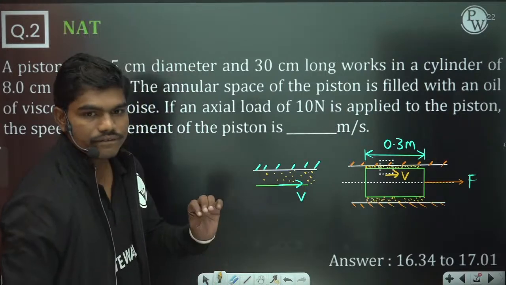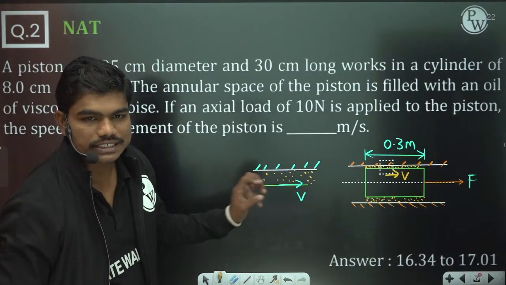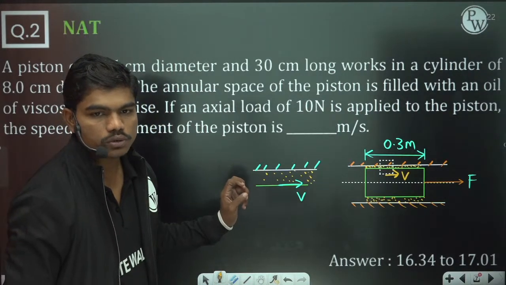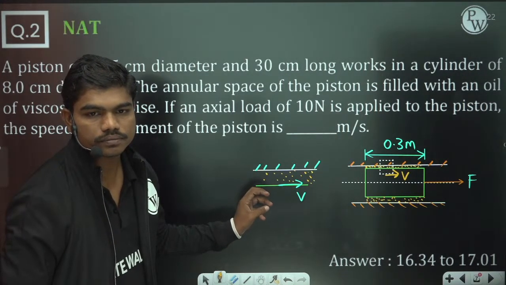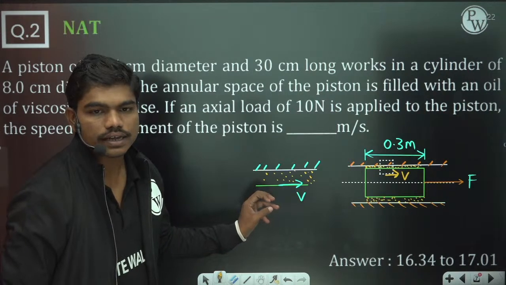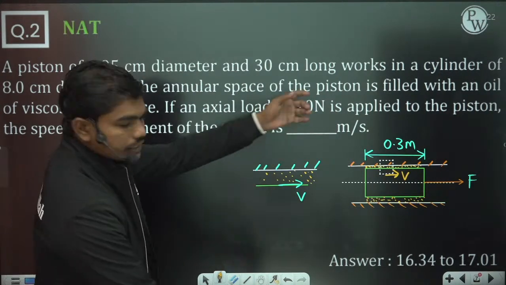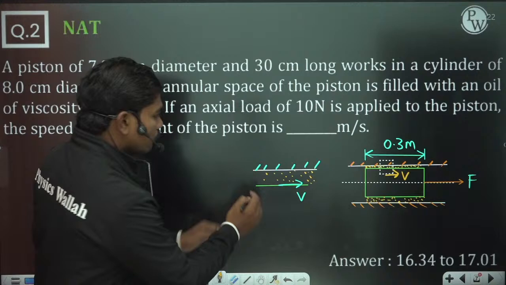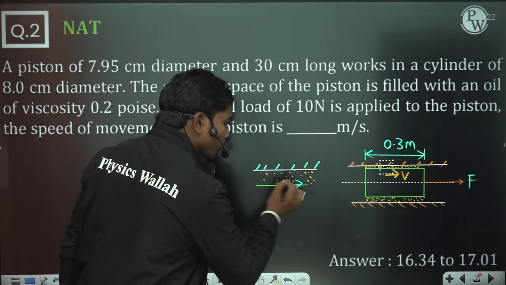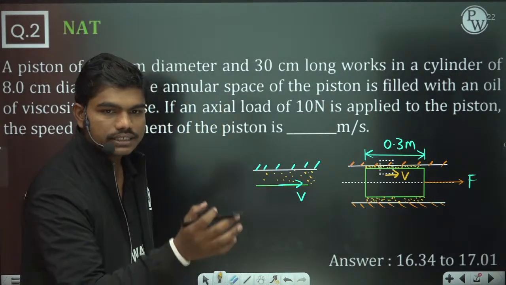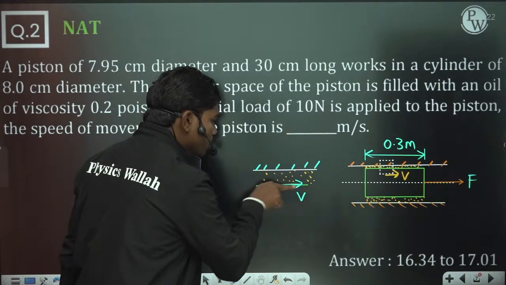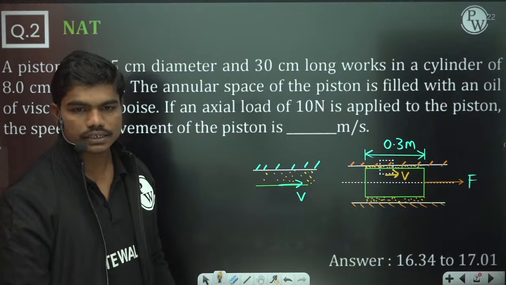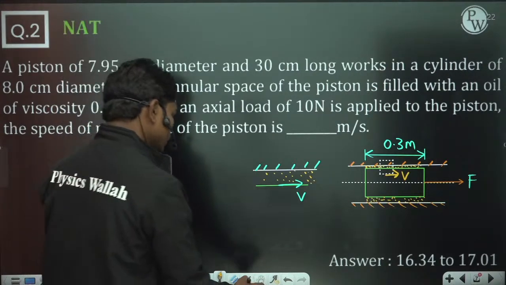Now tell me, will there be a velocity gradient which is set up here? Yes or no? Please tell me. Inside this, tell me. Yes, correct. Because of the no slip condition, the fluid layer which is in contact with the wall of the cylinder will remain stationary, and the piston will actually try to move with a velocity V, correct?